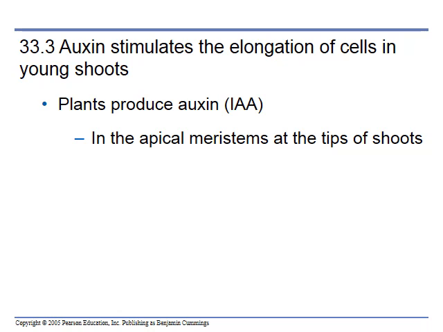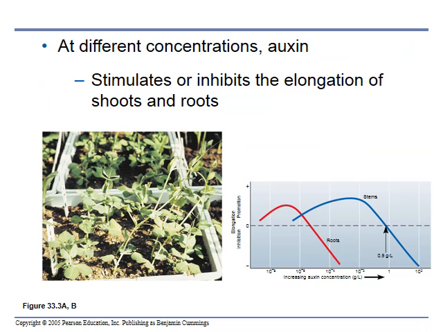Auxins stimulate the elongation of cells in young shoots. That's what we saw in those previous slides. One classic auxin, IAA, is the one that's from the apical meristem and at the tips of shoots. So when we talked about the apical dominance before you cut off the top of a plant, it's auxins that control that. Okay, and auxins do different things depending on their concentration. So they can stimulate or inhibit the elongation of shoots and roots.